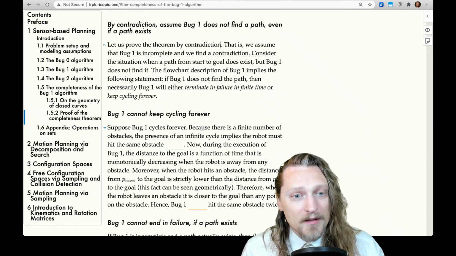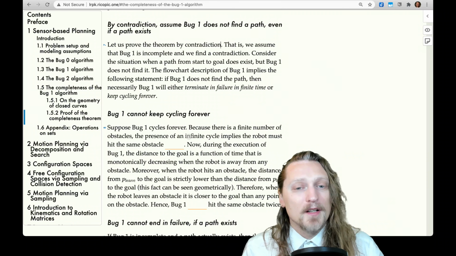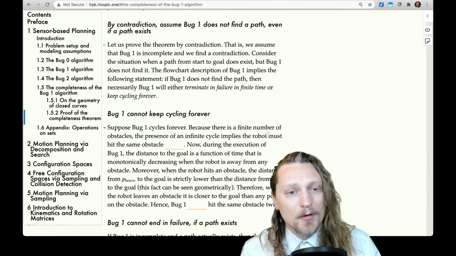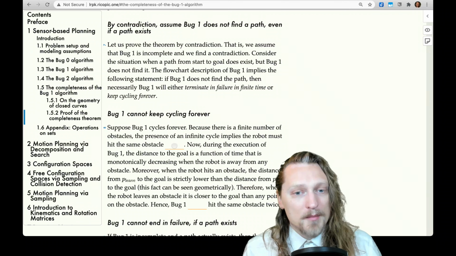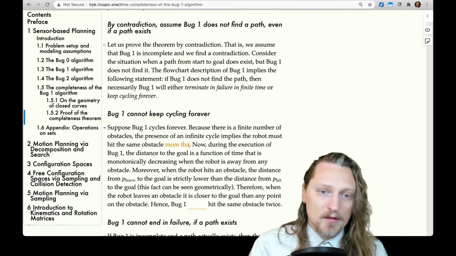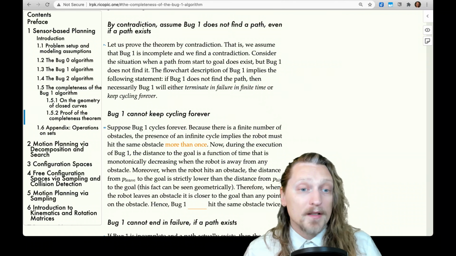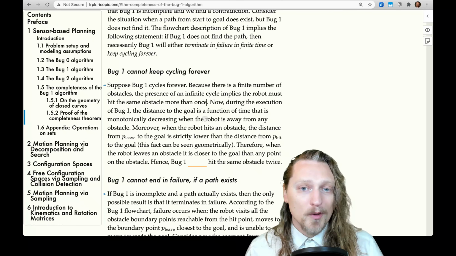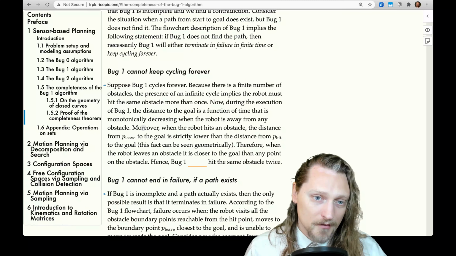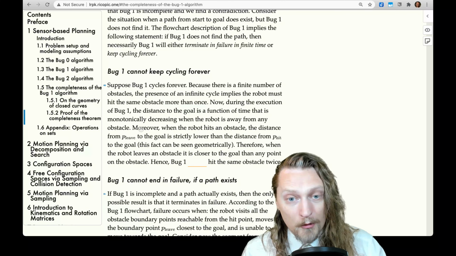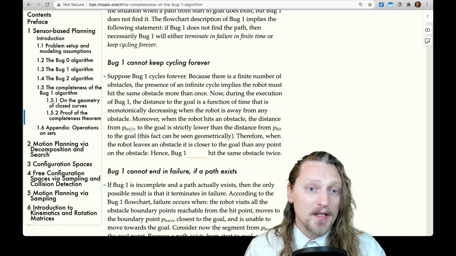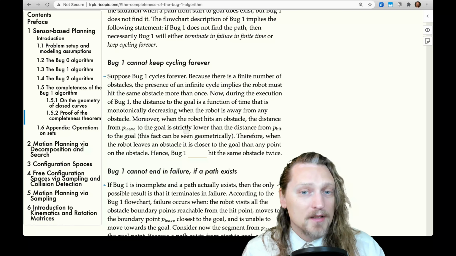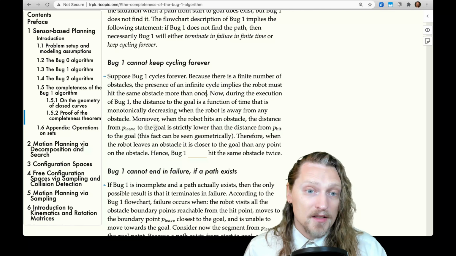Because there is a finite number of obstacles, the presence of an infinite cycle implies the robot must hit the same obstacle more than once. Now, during the execution of Bug 1, the distance to the goal is a function of time that is monotonically decreasing when the robot is away from any obstacle, right? Moreover, when the robot hits an obstacle, the distance from P leave to the goal is strictly lower than the distance from P hit to the goal.